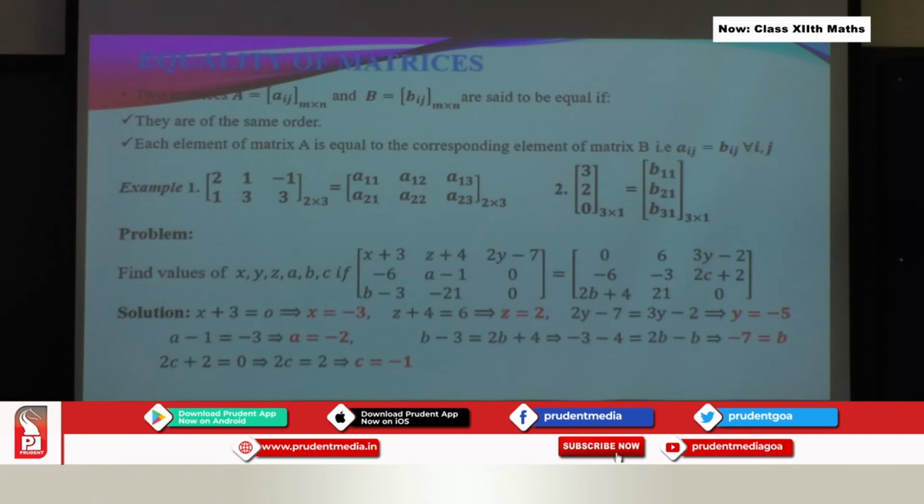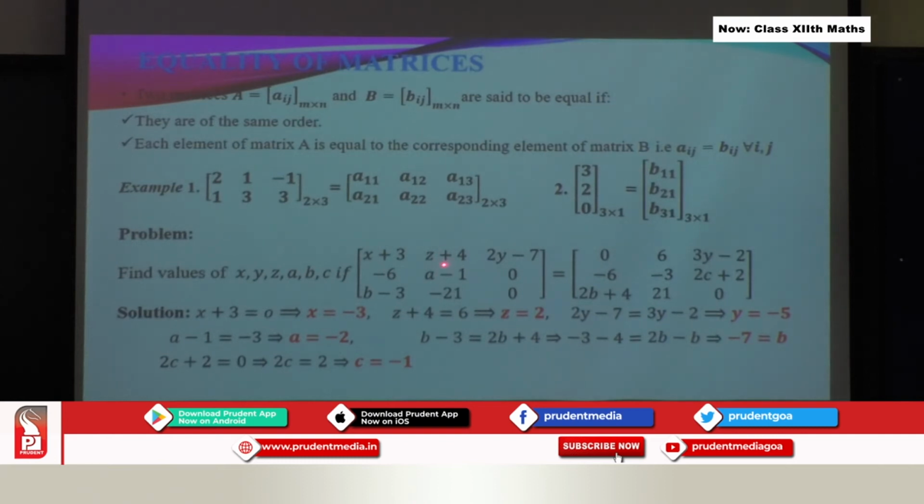Now look at this problem. Find values of x, y, z, a, b, c if these two matrices are equal, which is given to you. Now here see, x plus 3 is equal to 0. Why can I say that? Because the second condition tells you the corresponding elements are supposed to be equal. So I get the equation x plus 3 equal to 0, which gives me the answer x equal to minus 3.